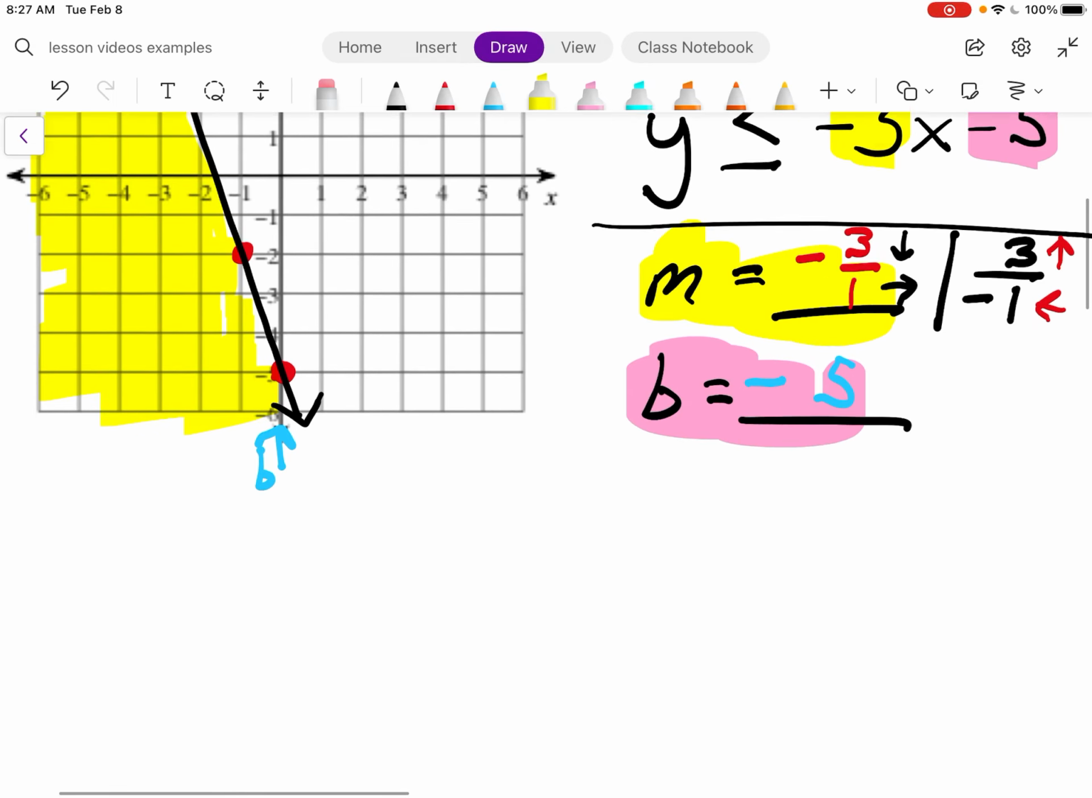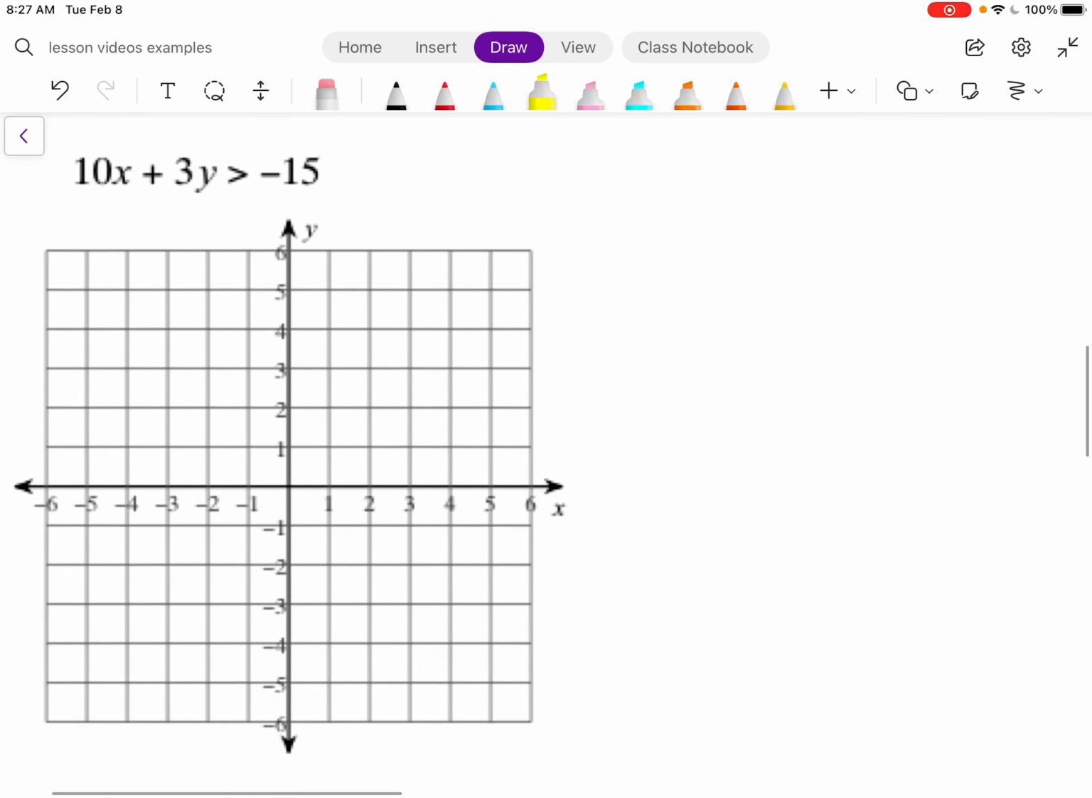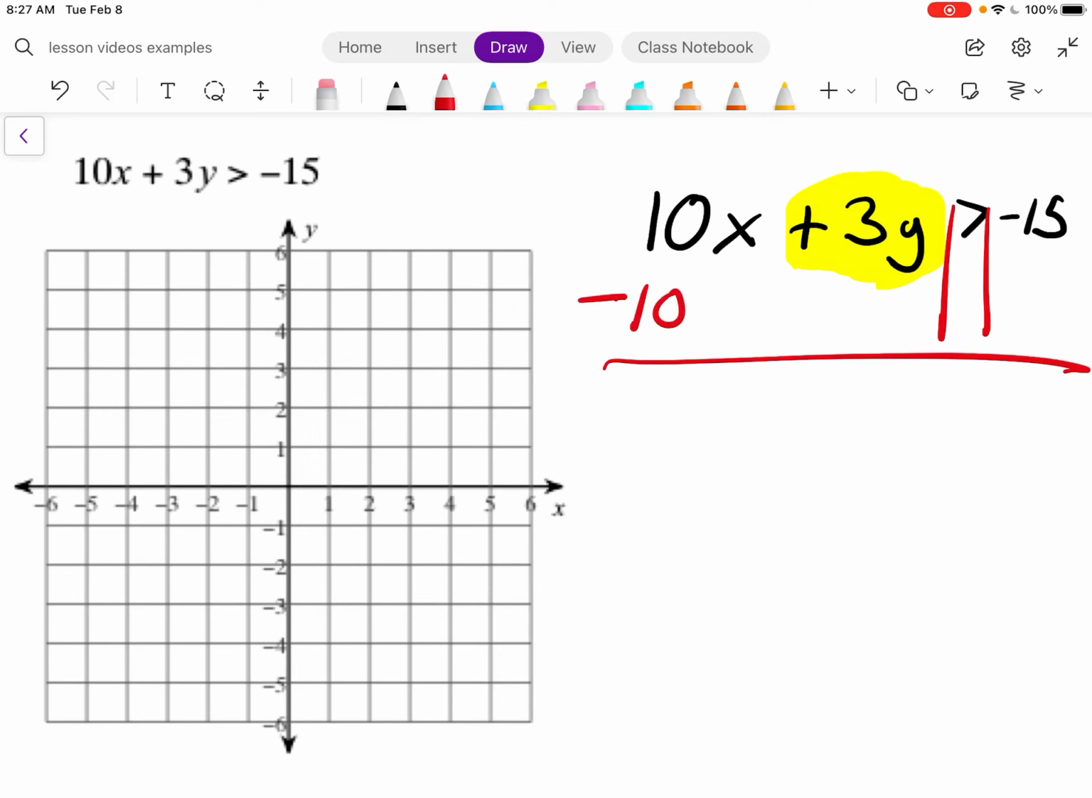Another example would be 10x plus 3y is greater than negative 15. So I'm going to rewrite that. 10x plus 3y is greater than negative 15. I know that I'm going to be solving for y. So I'm going to separate my sides. And the first step is always to add or subtract the x values. In this case, it's a positive 10x. So I'm going to subtract 10x from both sides. Now I cannot take 10x away from negative 15 because they are unlike terms.